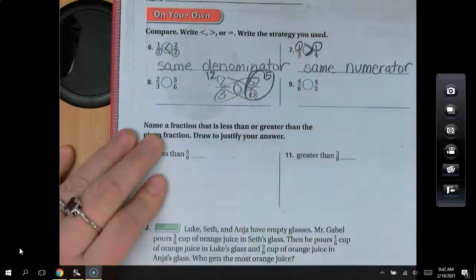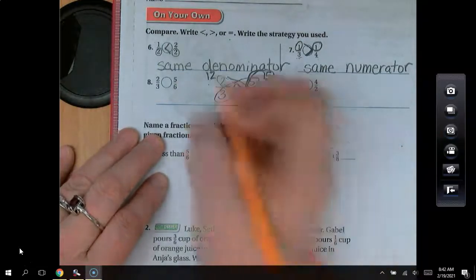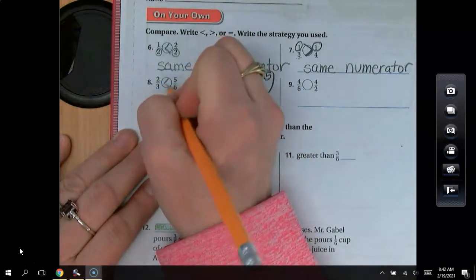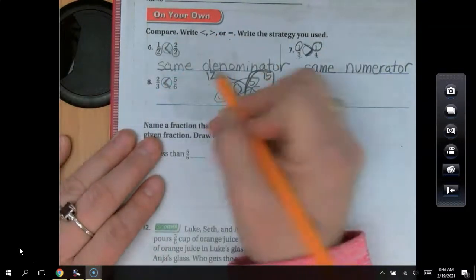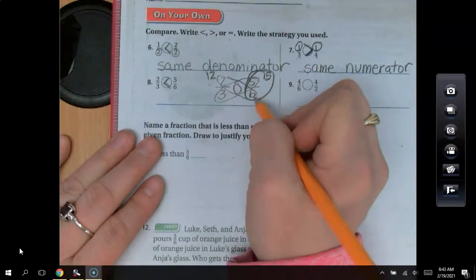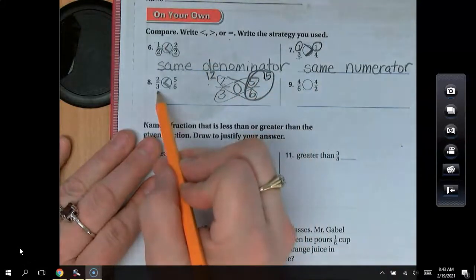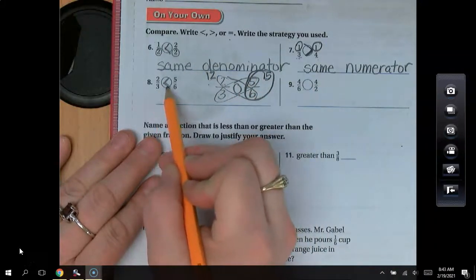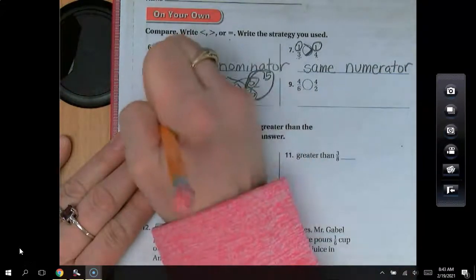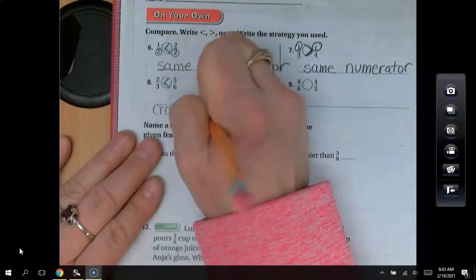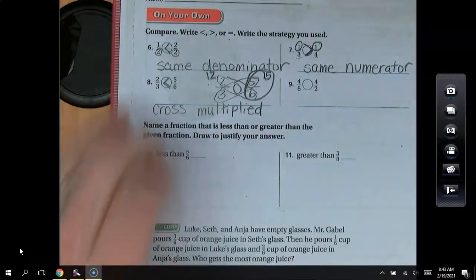This helps me stay organized, so my fraction 2/3 is less than 5/6. My big mouth is going to open up to my 5/6 because 15 is bigger than 12. So I know my fraction 5/6 is bigger than 2/3. So how we read this is 2/3 is less than 5/6. And if you would, you can write cross multiplied. We cross multiplied.